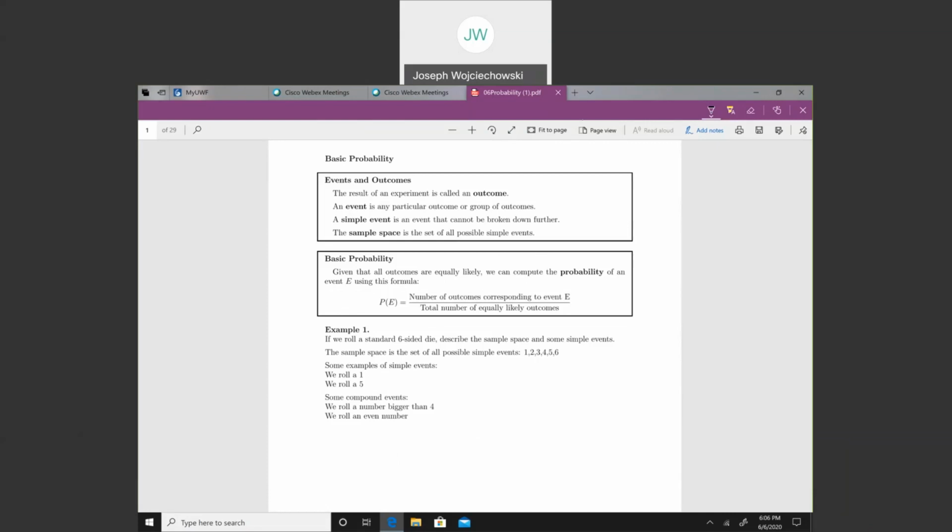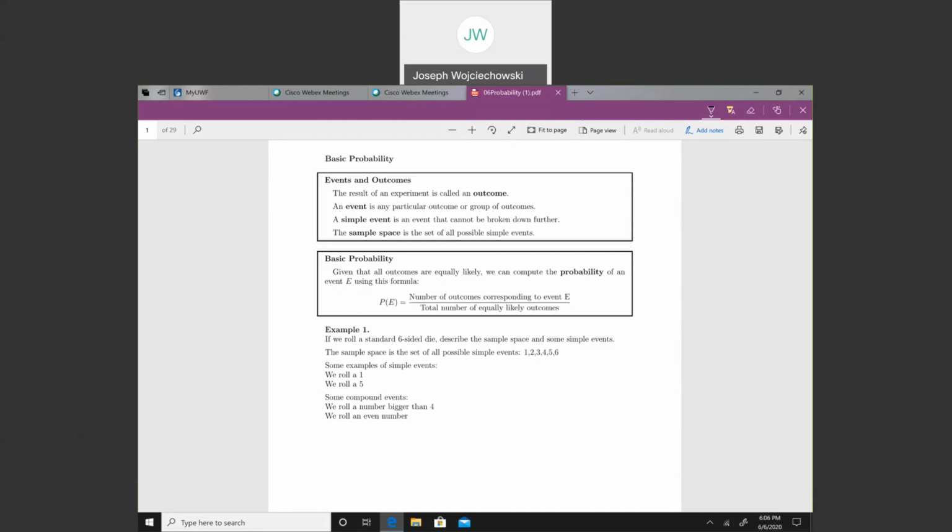events. So let's look at basic probability. Given that all outcomes are equally likely, we can compute the probability of an event E using this formula. We have the probability of event E is the number of outcomes corresponding to event E divided by the total number of equally likely outcomes.